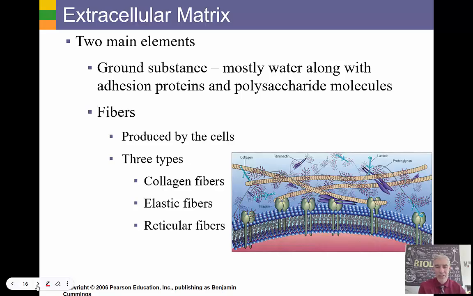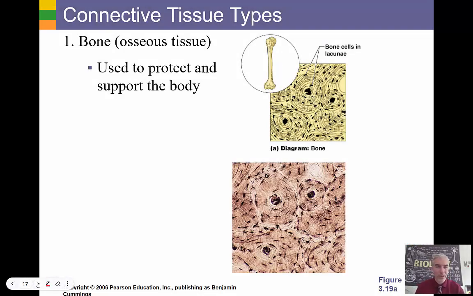So the extracellular matrix is 2 main things. It has ground substance, which is water and adhesion proteins, so the cells can stick to it. And then you have fibers that are produced by the cells, and it's different combinations of these fibers and different concentrations that give the individual connective tissue its characteristics, its strength, that kind of thing. There are 3 types. There's collagen fibers, elastic fibers, which are really like flexible fibers, and then there's reticular fibers, which are found mostly in reticular connective tissue. They can be found in others as well. But you don't have to really know the individual fibers themselves.